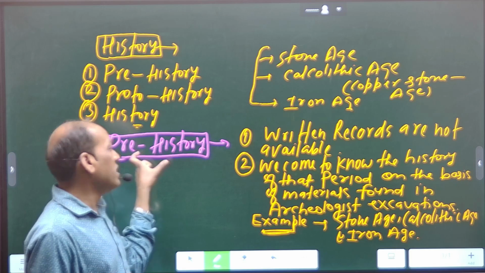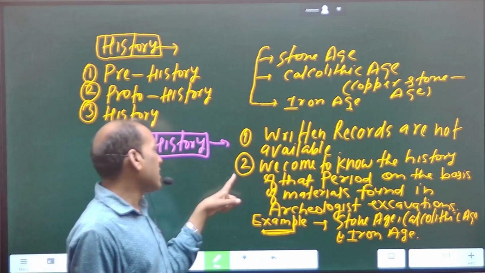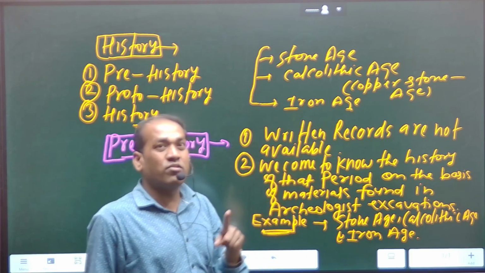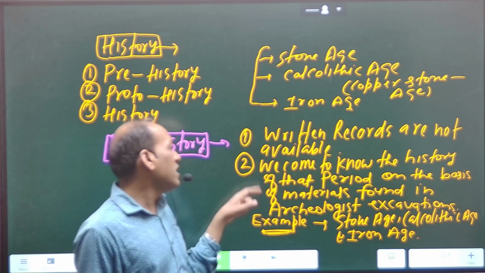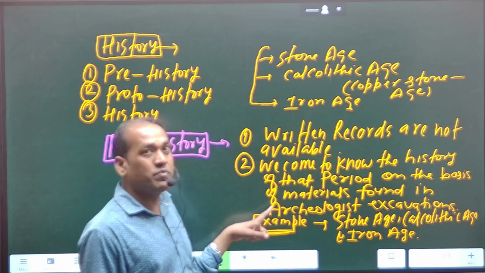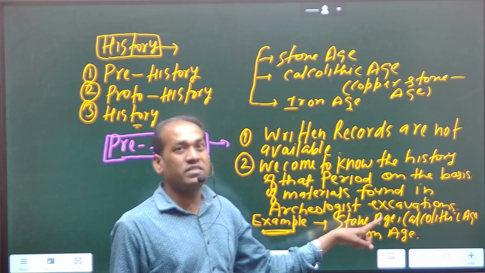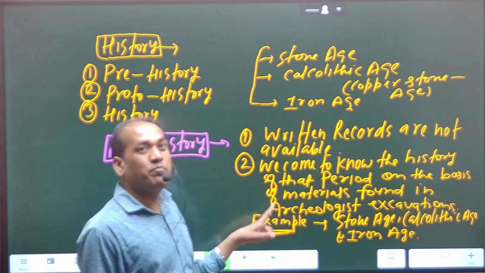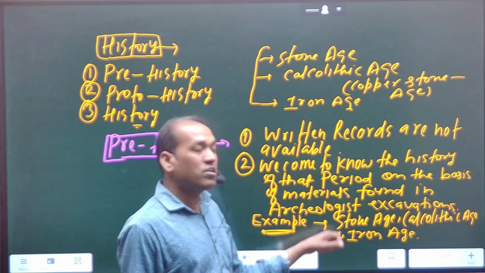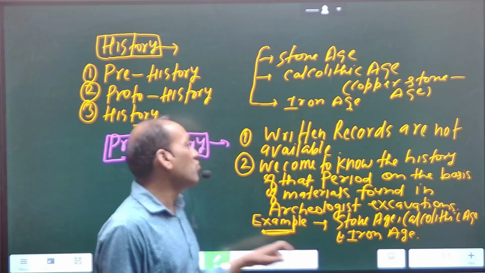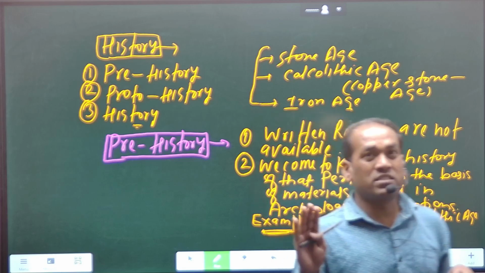So prehistory is what? Written records are not available. First thing. Second is, if written records are not available, then how can we come to know the history of that period? We come to know the history of that period on the basis of materials found in archaeological excavations. And in example, you can take Stone Age culture, Chalcolithic Age, Iron Age. All these periods are included in prehistory. So this is your first term.